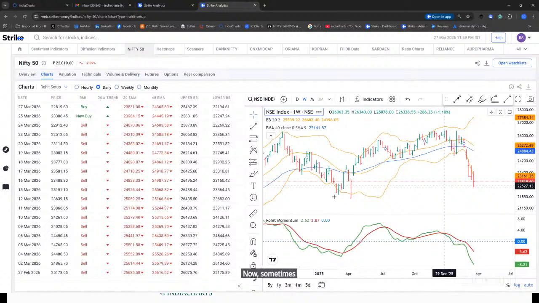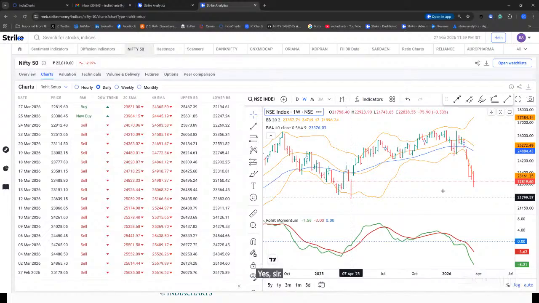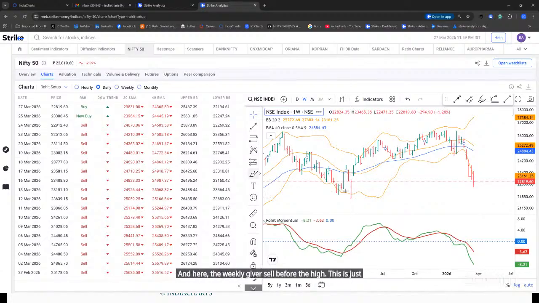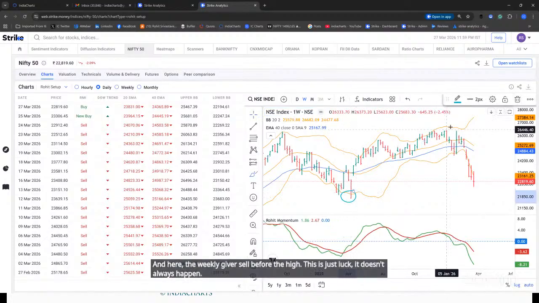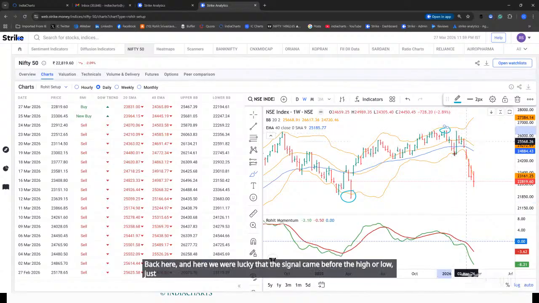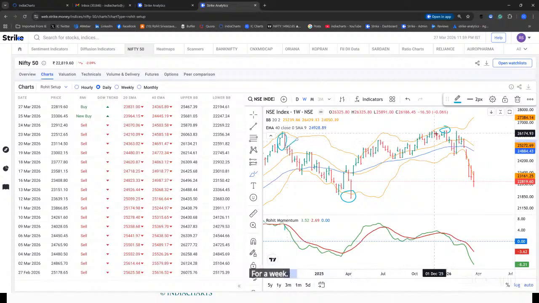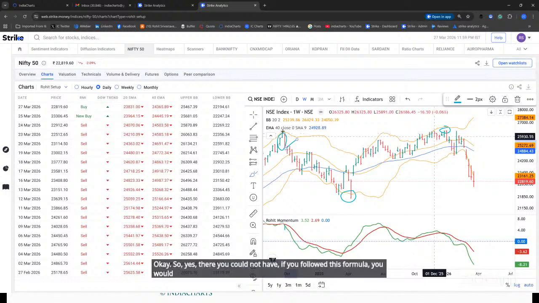Now sometimes you can get lucky. Like here, see what happened. The weekly gave a buy and then the market made a new low. And here the weekly gave a sell before the high. This is just luck. It doesn't always happen. Like here and here, we were lucky that the signal came before the high or low, just around there. But in most occasions, you are correct. Like this sell signal here on the weekly came after it fell for a week. So if you followed this formula, you would not have exactly gotten it there.